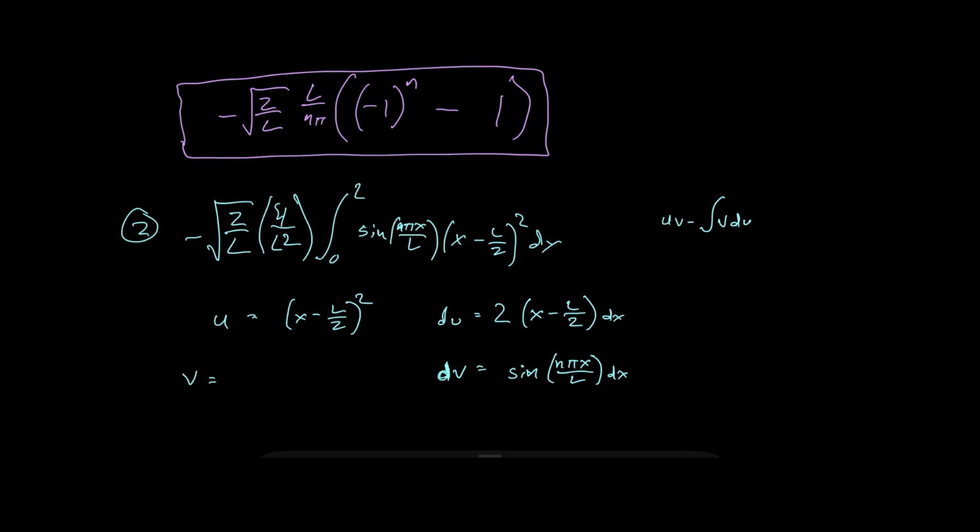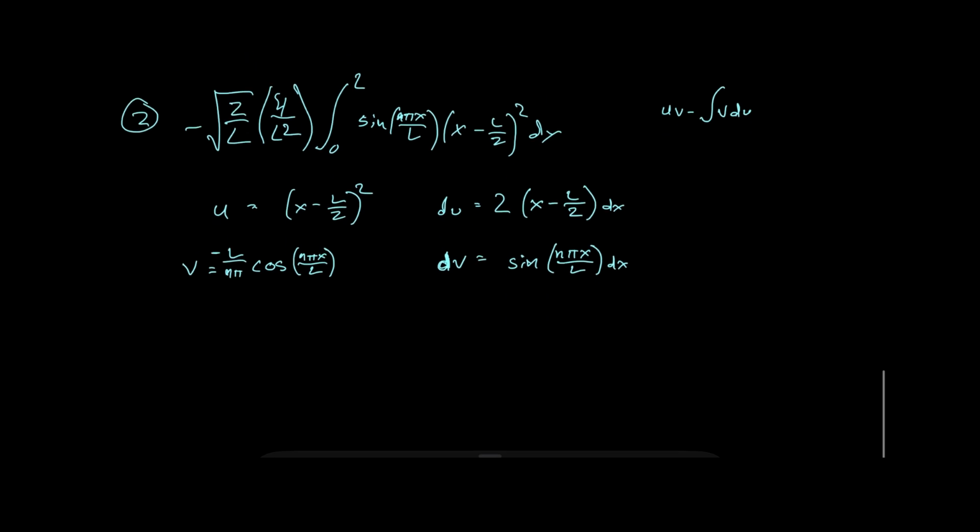So our v is going to be the antiderivative of that, which is negative L over n pi cosine n pi x over L. Nope, there's no dx here. Okay. Yeah, good. So we have this now to just write it all out. Now remember, don't forget your factors in front, 2 over L. I always write them because I don't want to forget them.